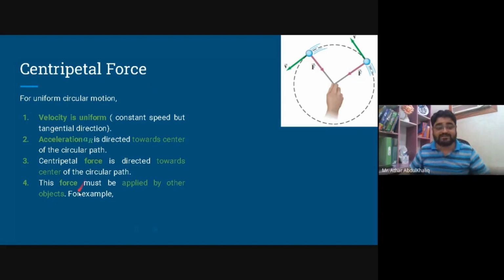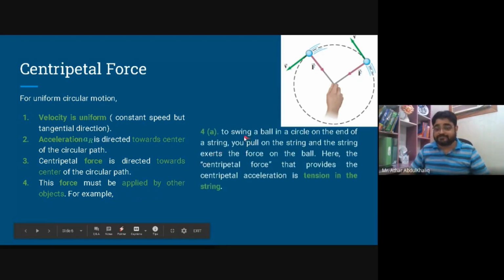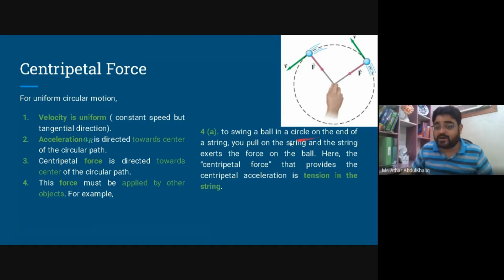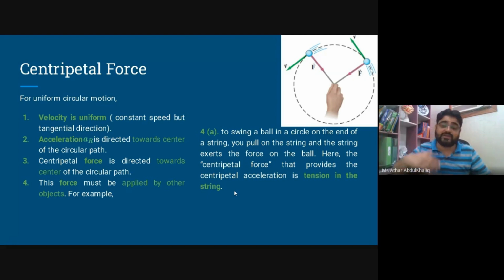So this point tells us the centripetal force must be applied by another object. As in the example, to swing a ball in a circle on the end of a string, you pull on the string and the string exerts a force on the ball. The centripetal force is the tension in the string, and that tension is provided by my hand. So the centripetal force is always from another object.